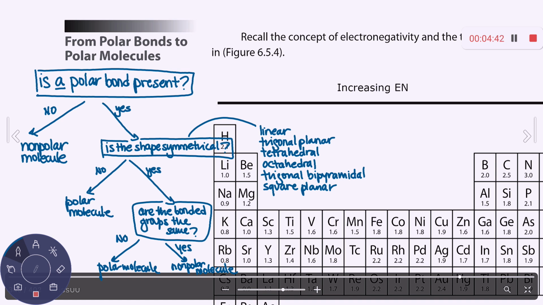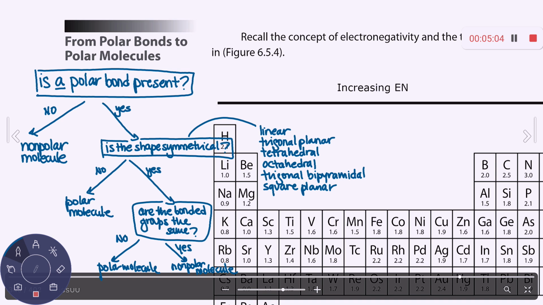If the bonded groups have the same electronegativity, then it would be a non-polar bond, probably. It depends on the bond type. I'll show you what I'm talking about. Okay, are we ready? Yeah. Okay. In your lab, you start out with just bonds, right?